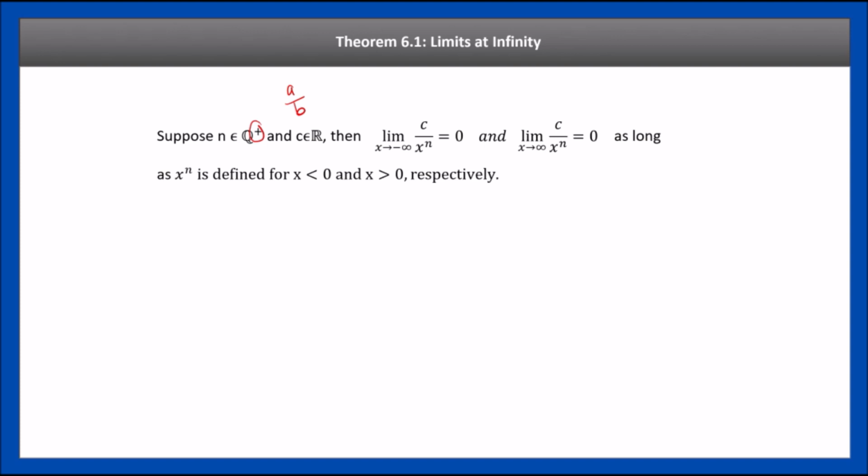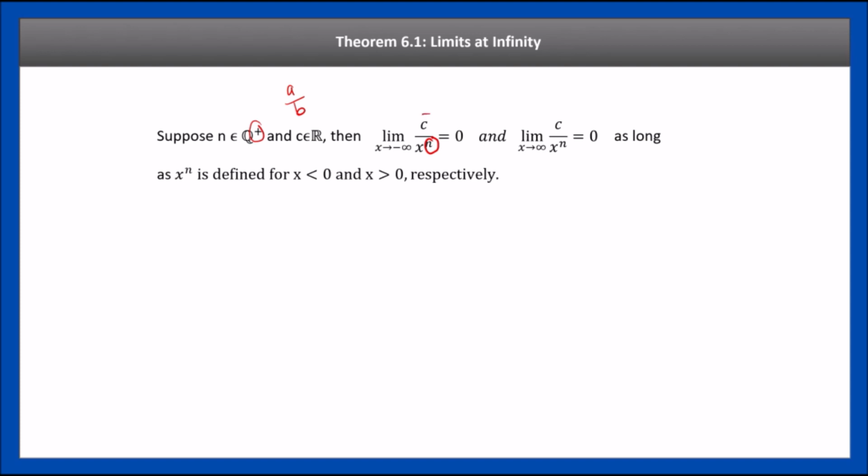So essentially what it's saying is that this power here can be any positive rational number. So it could be a fractional exponent. It can be a whole number exponent, right? It's just saying that it has to be a positive number, and there's a reason for that.